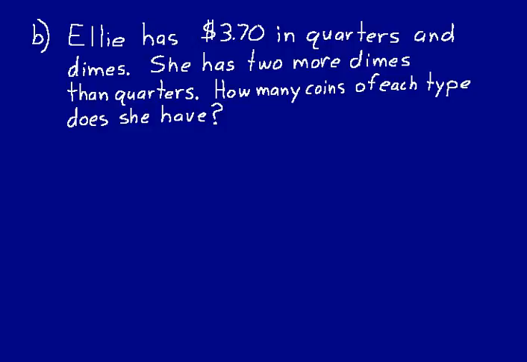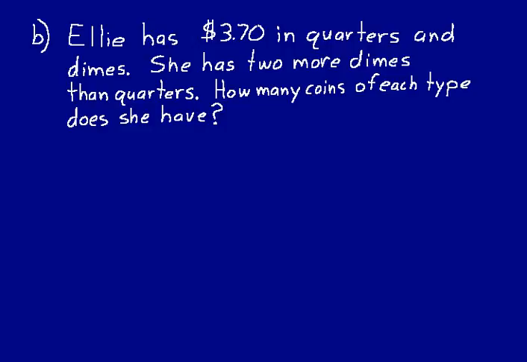So these coin problems are usually pretty easy to recognize because they always ask us how many coins of each type they have. And so we have 2 unknowns there that we're trying to figure out. And so we just go back through and we look and see what our values are and what are 2 equations that we could set up based on the values they've given us. Well, first it says that Ellie has $3.70 in quarters and dimes. So let's go ahead and set up an equation based on the value there.